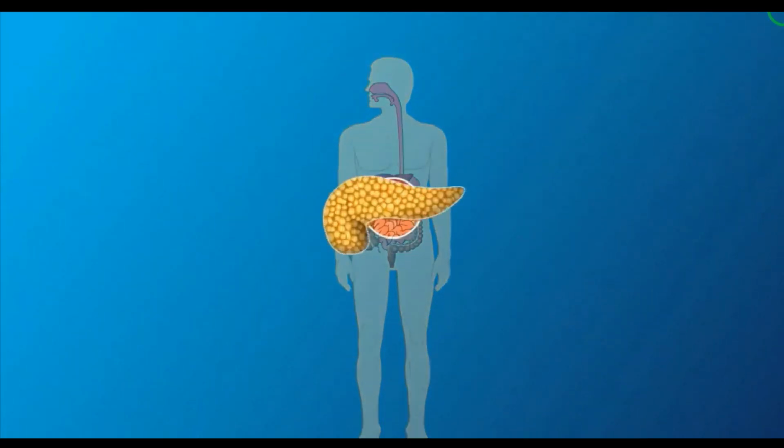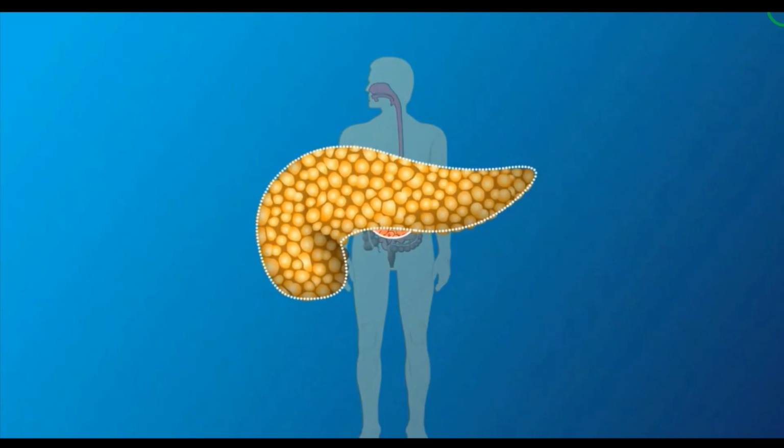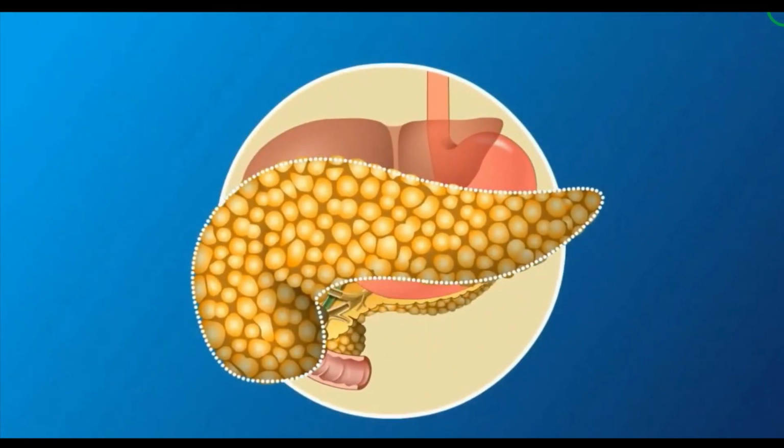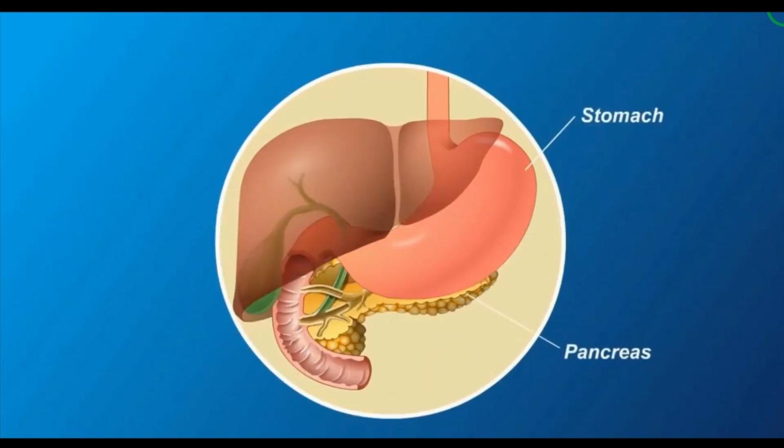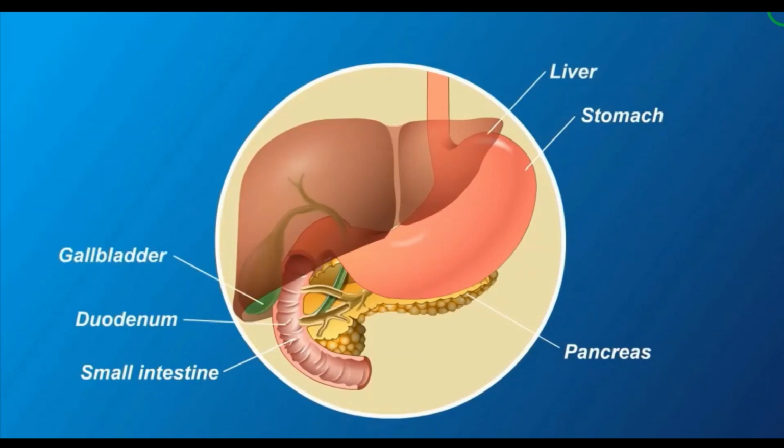Pancreas. The pancreas is an important organ in the digestive system. It is an elongated yellowish gland situated in the loop of stomach and duodenum. See here, in this region between the stomach and the duodenum, the pancreas is located.